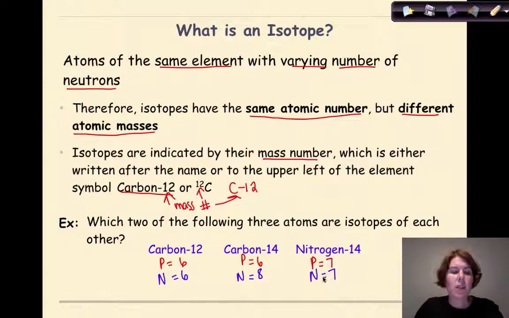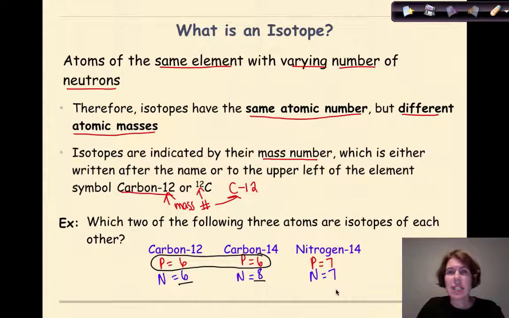Now, to figure out which ones are isotopes, I need the same atomic number, or number of protons, but a different number of neutrons. So if I look at the information that I have here on the bottom, carbon 12 and carbon 14 have the same number of protons. Same number of protons here. But the number of neutrons is definitely different. Carbon 12 has 6 neutrons, while carbon 14 has 8.